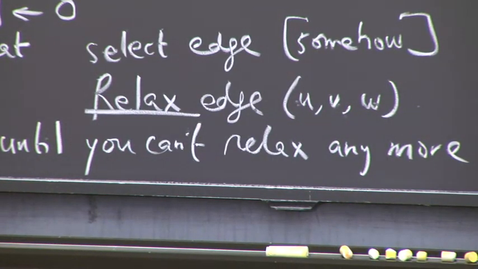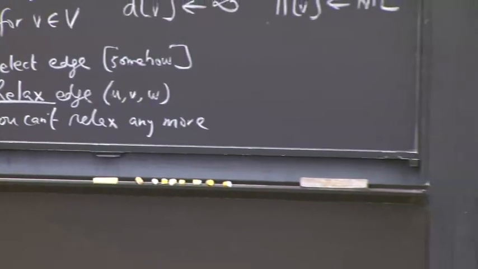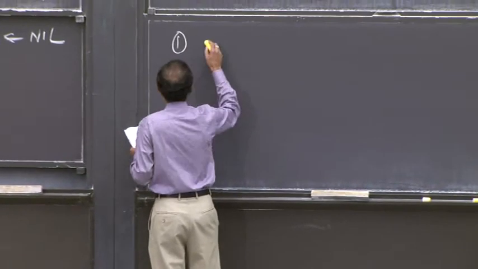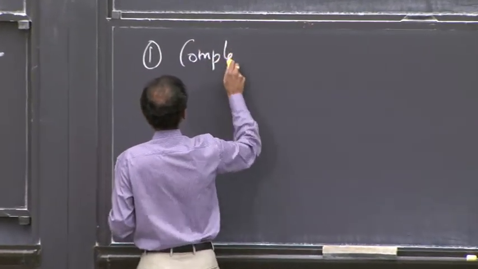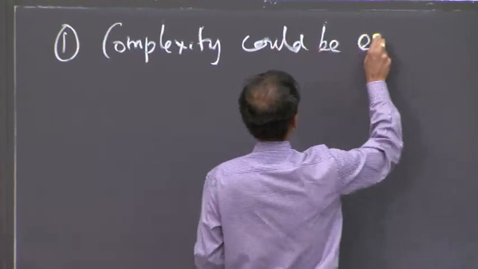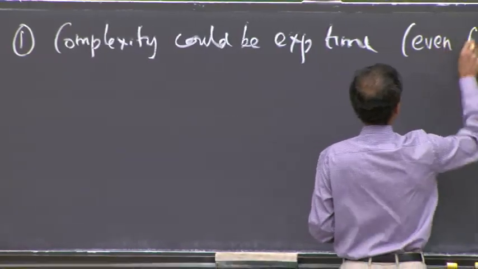There are two problems with this algorithm. The first, which we talked about, and both of these have to do with the complexity, but the first one is that the complexity could be exponential time even for positive edge weights.